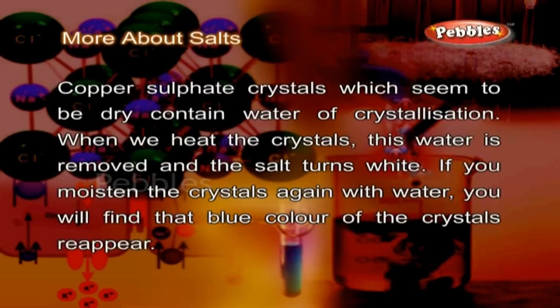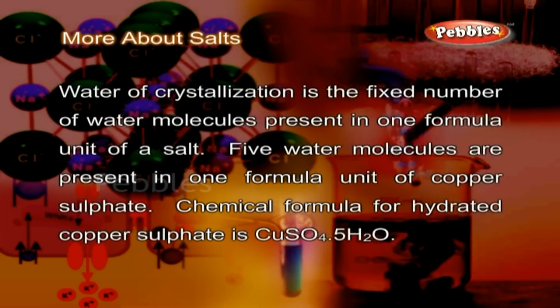Copper sulfate crystals, which seem to be dry, contain water of crystallization. When we heat the crystals, this water is removed and the salt turns white. If you moisten the crystals again with water, you will find that the blue color of the crystals reappears. Water of crystallization is the fixed number of water molecules present in one formula unit of a salt. 5 water molecules are present in one formula unit of copper sulfate. Chemical formula for hydrated copper sulfate is CuSO4·5H2O.